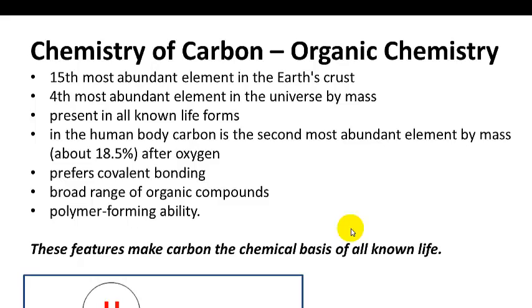Now, carbon plays this key role because it prefers covalent bonding, and as we'll see in a second, that covalent bonding can lead to the production of very long molecules and a number of different what we call functional groups, molecules that have different properties. There's a broad range of organic compounds that can be formed, and we're only going to show you a few examples. And in particular, I note that carbon enables the formation of very long chains, which leads to polymers, which we'll focus on a little bit.